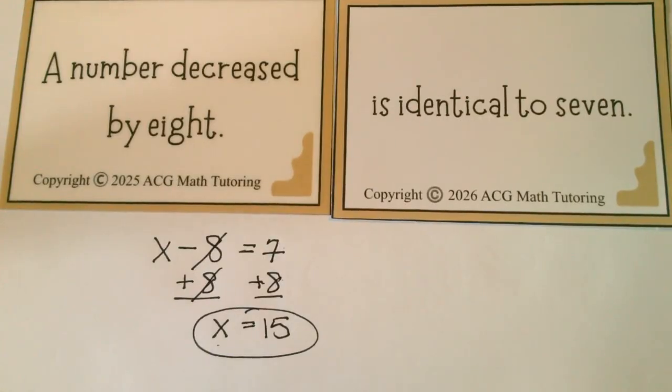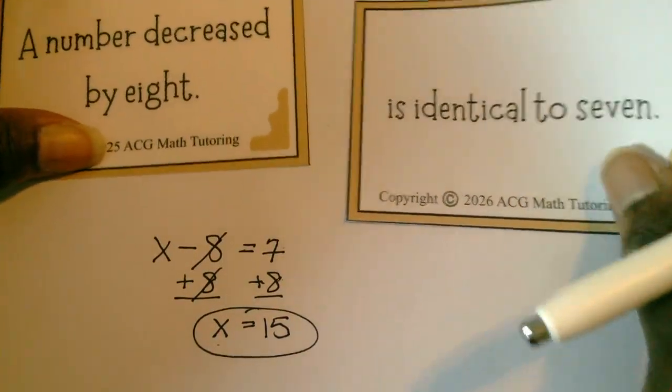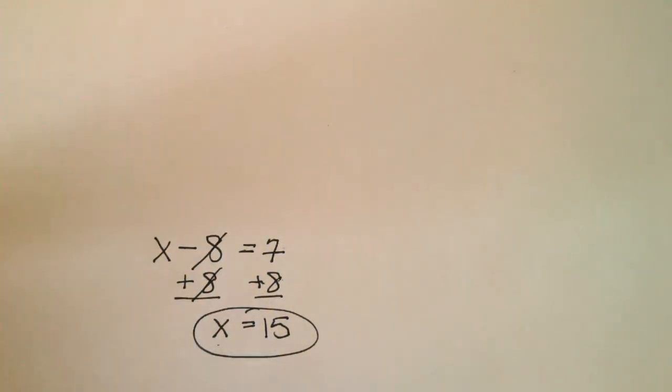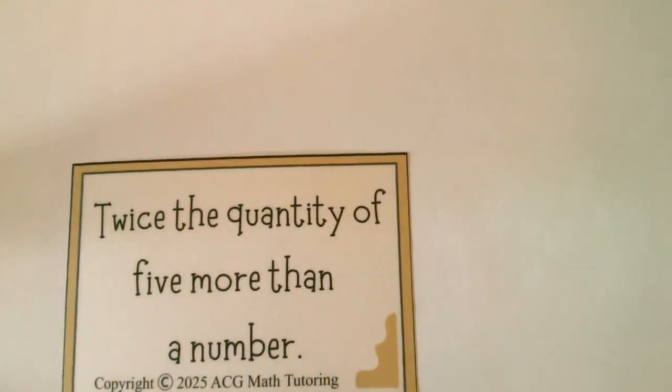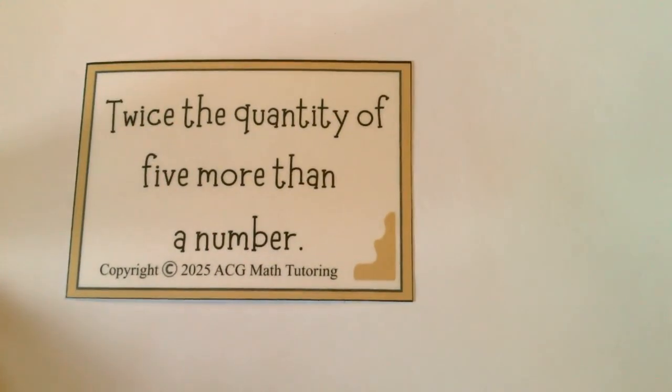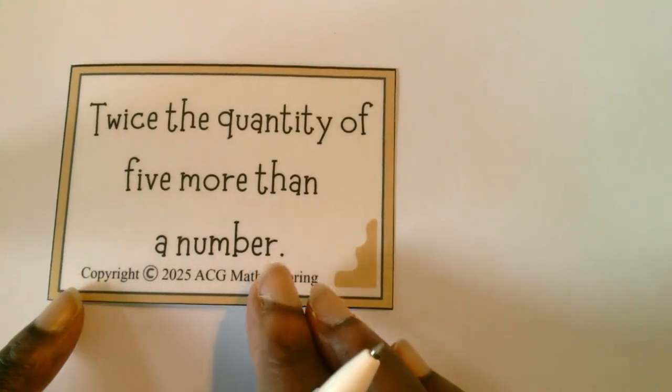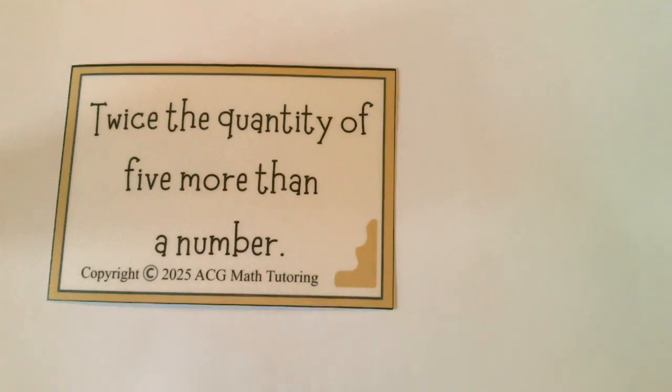Alright, we're okay. Okay, let's try another one. Why not? Okay, let's see if we can get this one. And then we are done. So I'll even cover it up. Okay, twice the quantity of 5 more than a number. Ooh. Twice the quantity of 5 more than a number. If you think you know it, go ahead and put it up.